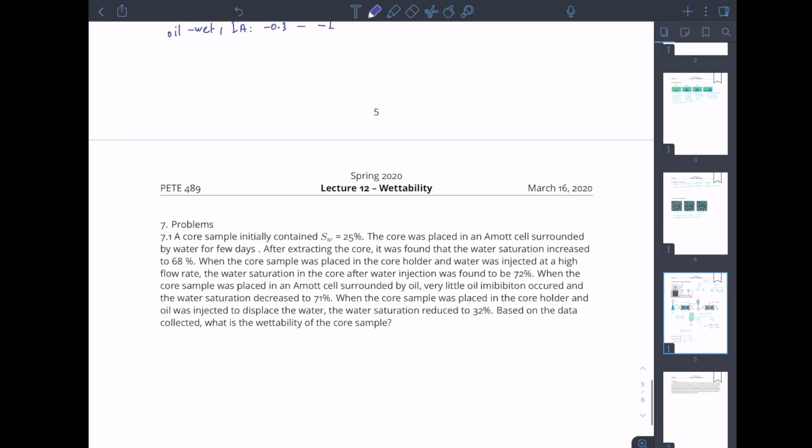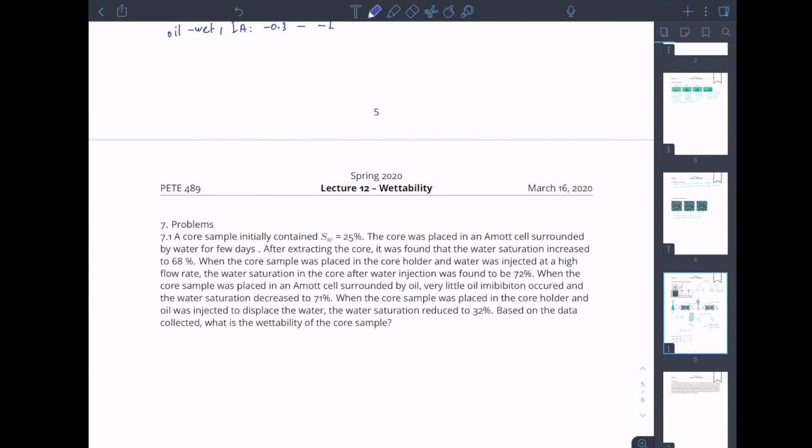So now let's do a problem. And in this problem, it's mainly about the Amott index. So to read the problem, there's a core sample initially containing SW equals 25%. So that's the initial water saturation. The core was placed in an Amott cell surrounded by water for a few days. So that's the spontaneous imbibition phase. After extracting the core, it was found that the water saturation increased to 68%.